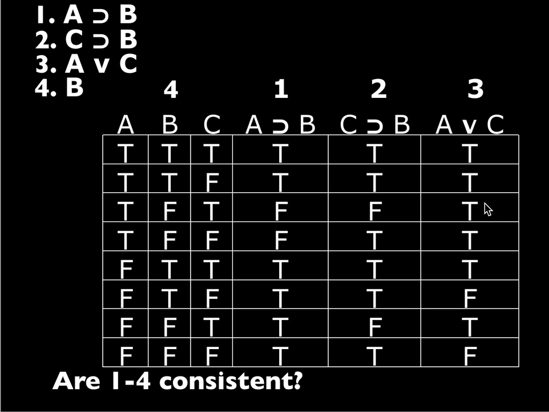Are they consistent? Sure, row 1, they're all true. 4, 1, 3, or 1, 2, 3 are all true. So they are consistent. Again, as soon as you spot any row where they're all true, you can stop looking. You know they're consistent. Maybe there's more rows where they're all true. Doesn't matter. I know they're consistent.